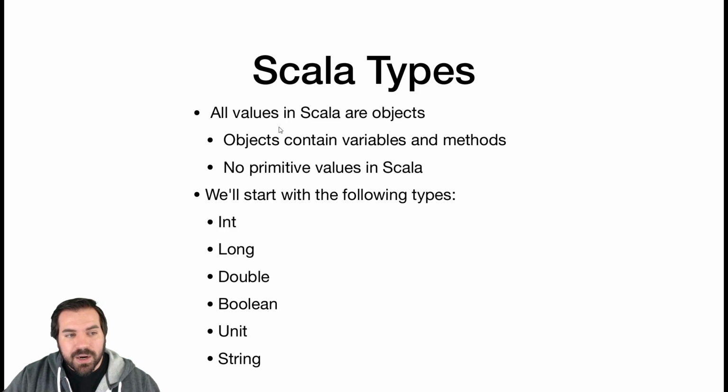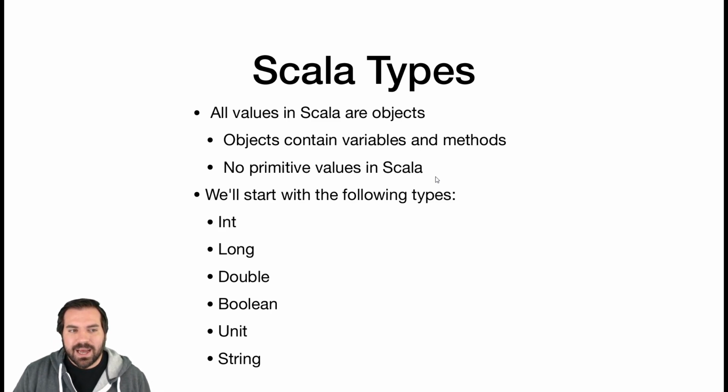And of note, there are only objects in Scala. Every value in Scala is an object, which is a line that might not mean too much to you right now, but it's something to keep in mind as you learn more about Scala. Every value is an object. If you're familiar with primitive types, Scala has no primitive types.